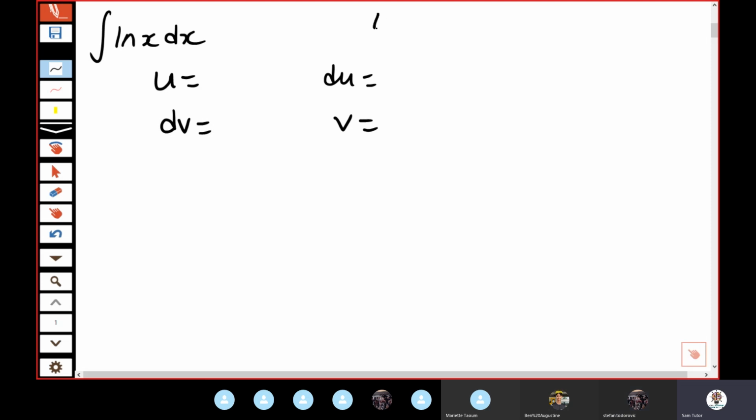Okay, the acronym was LIATE. That tells you what you should differentiate first. So now you've just got a log and then a dx. So definitely the log, ln x, you're not going to put it down here. That would be wrong. Because if you put it down here, look what you're going to write: ln x dx. Well, what's the integral of ln x dx? That's the question anyway. That's silly.